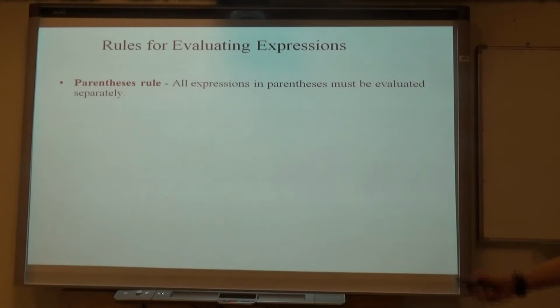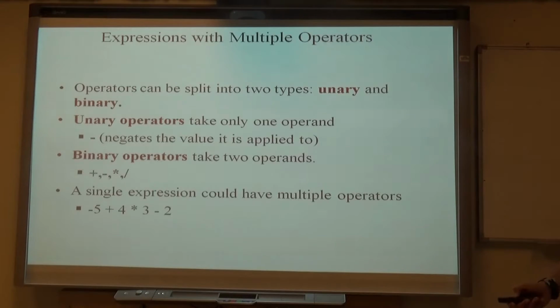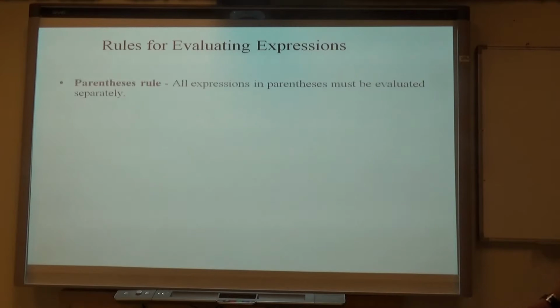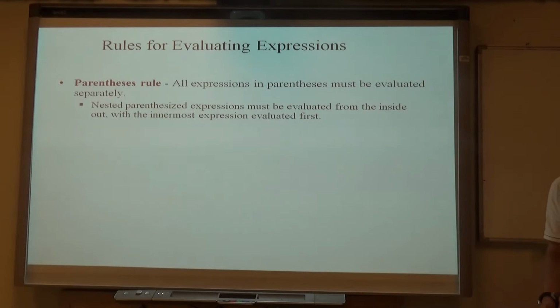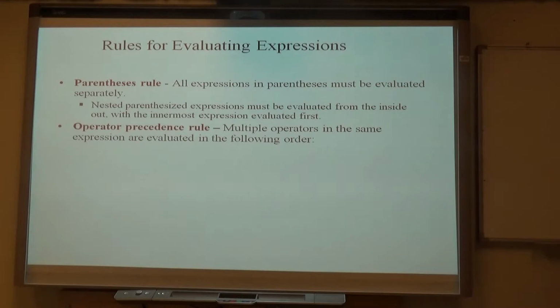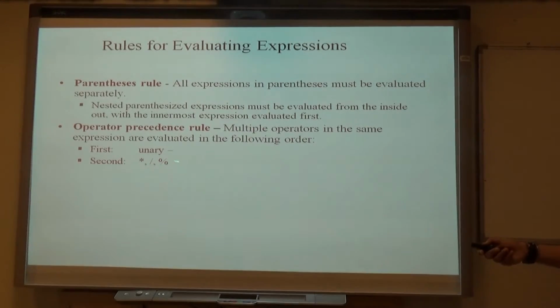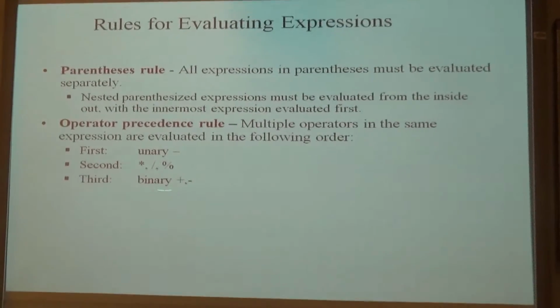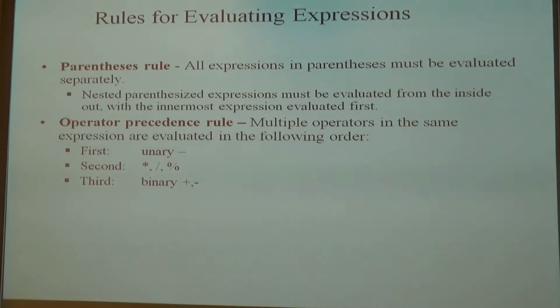So we have the parenthesis rule. If you are in doubt, simply put parentheses around the part that you want to be computed first. Otherwise, the C compiler will follow its own order. We call it operator precedence rules. When we have multiple operators, they will be evaluated in the following order. The first is the unary operators, then the binary operators which have the highest weight: the multiply, the divide, and the modulo. And then the third, the binary plus and the subtraction.